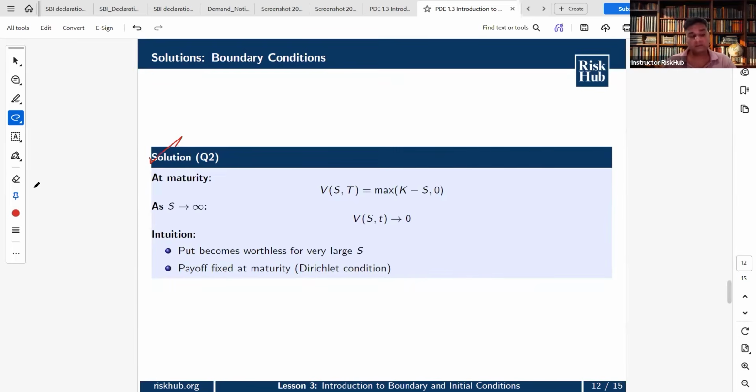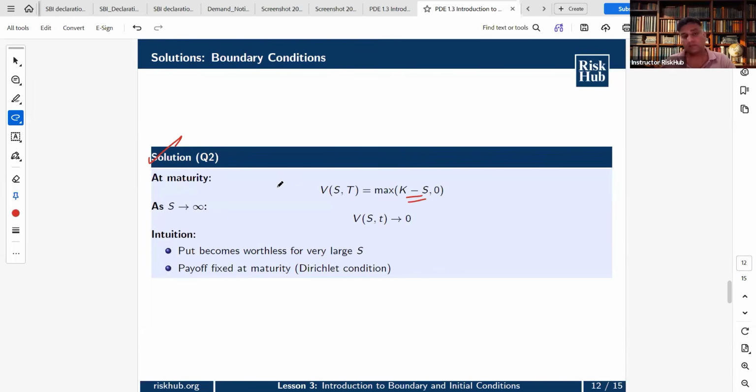Again, this also we have seen. S tends to infinity, we have V(S,T) tends to 0. This is correct and intuitive. The put option gives the right to sell at strike K. If the stock price becomes extremely high, nobody wants to sell for K because the market price is much higher. So S is equal to 0, put value intuition is very valuable. S equal to K, at the money. S tends to infinity, you are worthless, right?